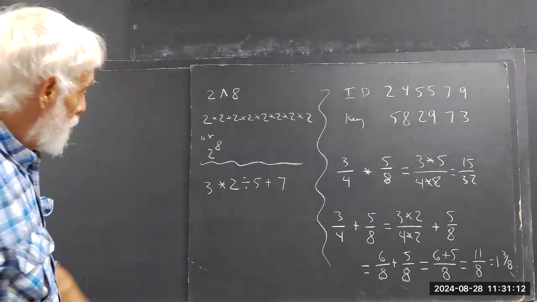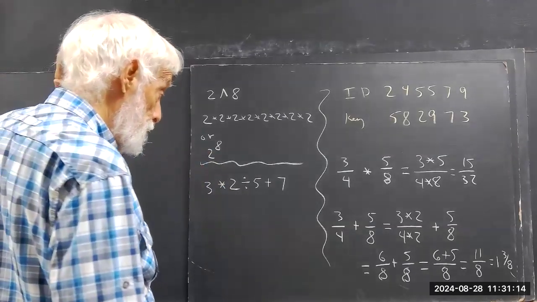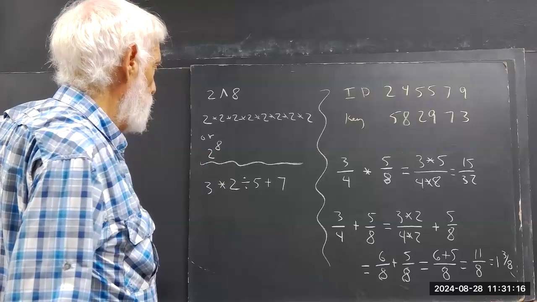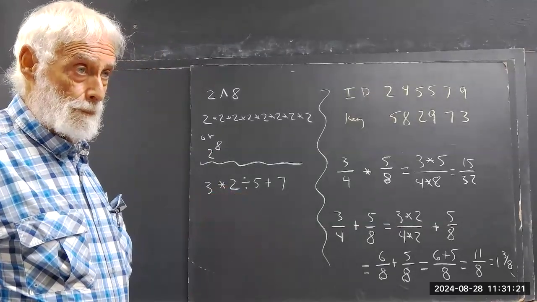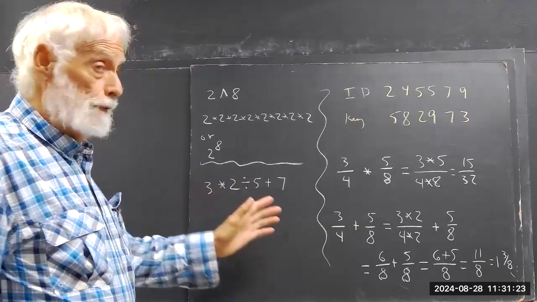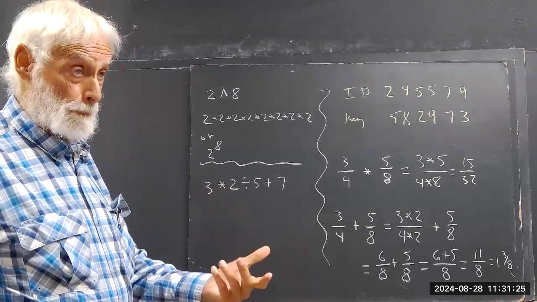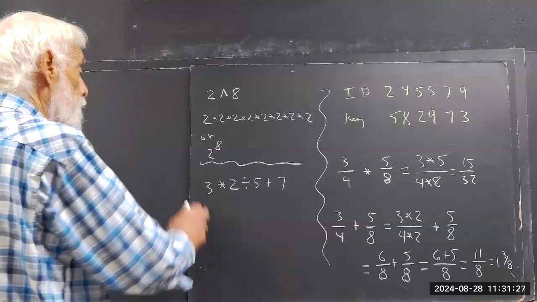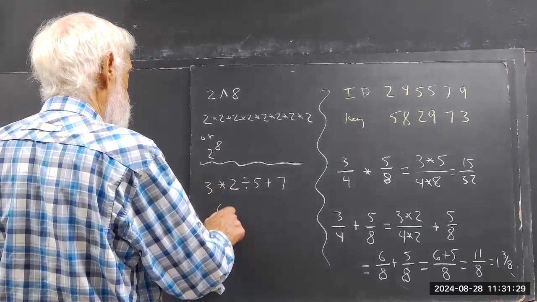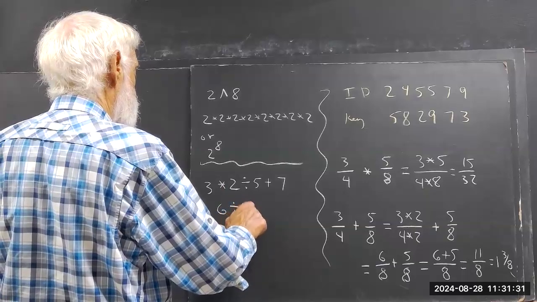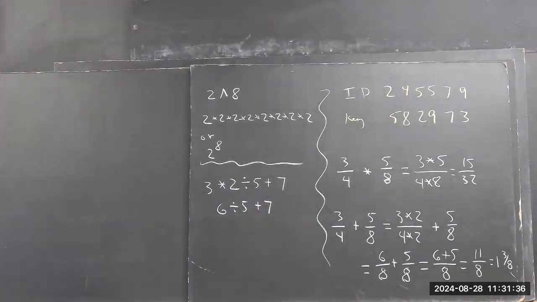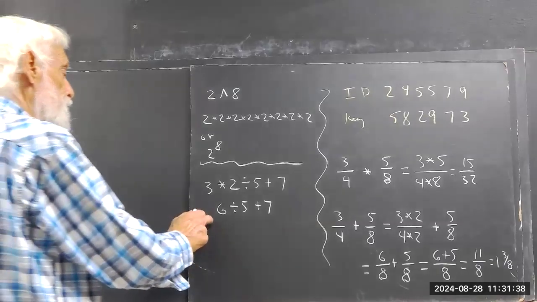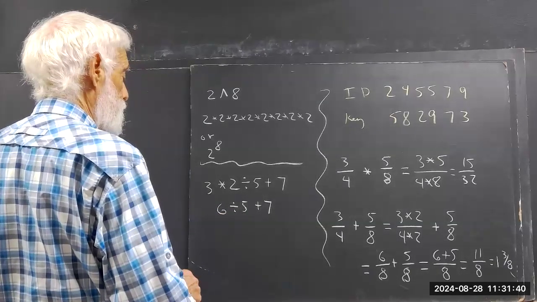Okay, so what we do here, now what's the rule? Well, we have a multiplication and a division, right? So we do multiplications and divisions in the order they appear. Which means the first thing we do is 3 times 2, which is 6, divided by 5 plus 7. Okay? Now what's 6 divided by 5?